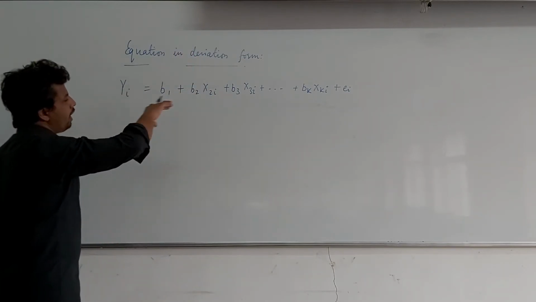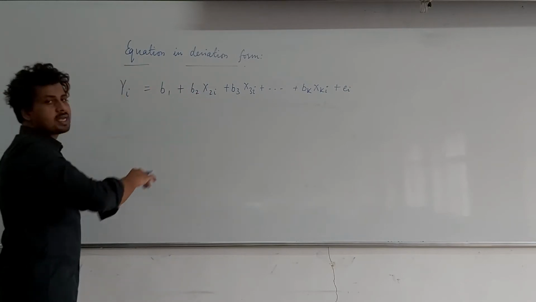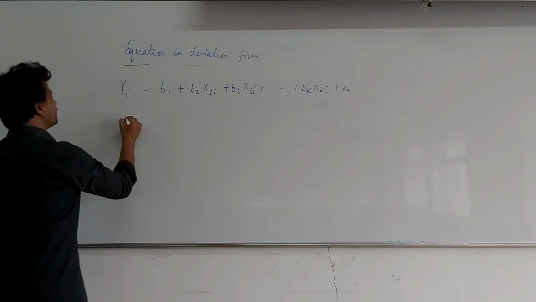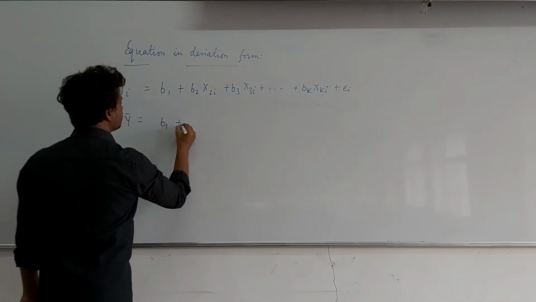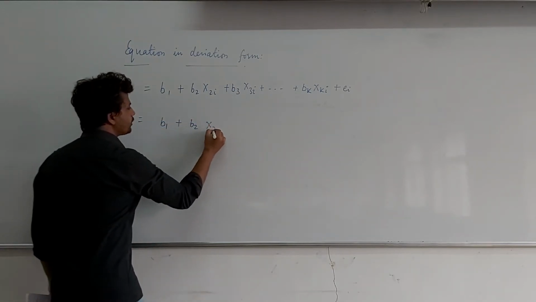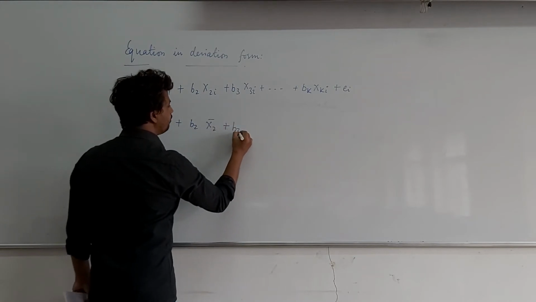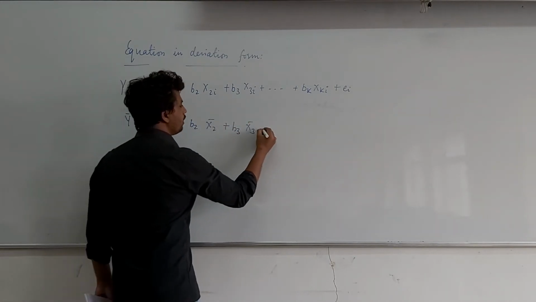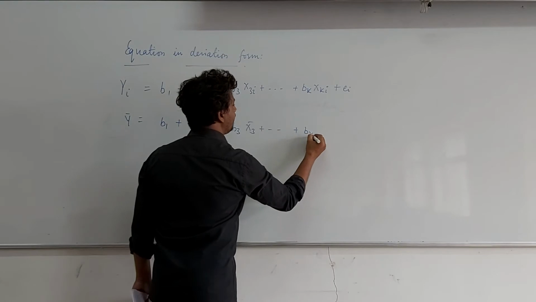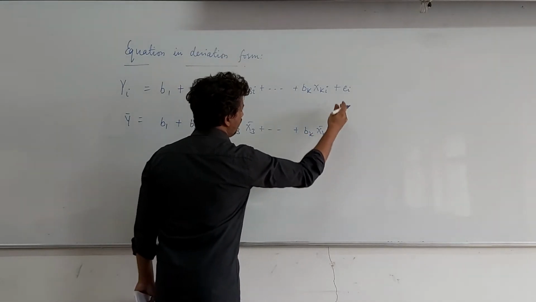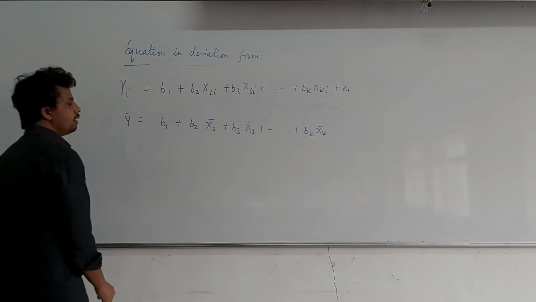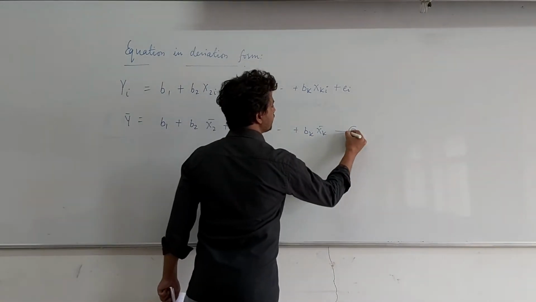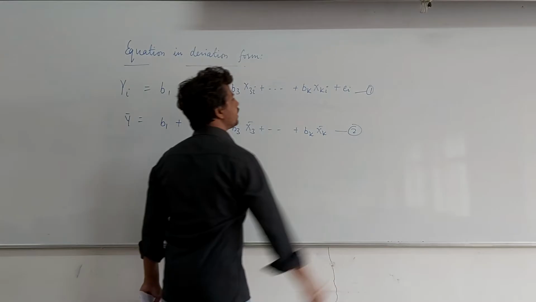If we take the average across both sides of the expression, it can be written as y bar equals b1, which stays the same, plus b2 x2 bar plus b3 x3 bar, and so on till bk xk bar, and e bar is 0, so that term just drops out. So let me call this equation number 2 and the earlier one equation number 1.